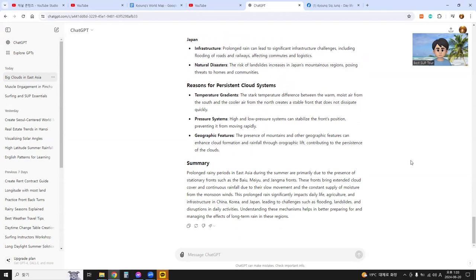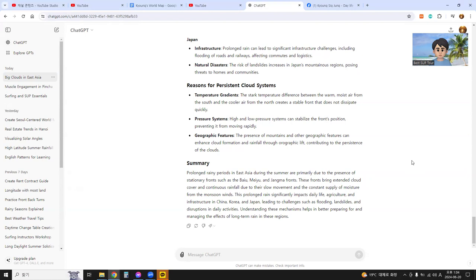Temperature gradient: the temperature difference between the warm, moist air from the south and the cooler air from the north creates a stable front that does not dissipate quickly. Pressure system: high and low pressure systems can stabilize the front, preventing it from moving rapidly. Geographic features: the presence of mountains and other geographical features can enhance cloud formation through orographic lift, contributing to the persistence of the clouds. This explains why the big clouds remain for many days: the temperature gradient, pressure system, and geographical features.